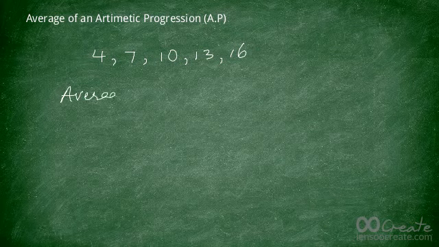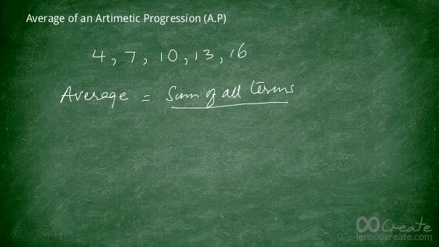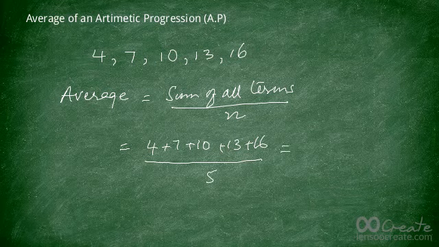So average, you all probably know, is equal to the sum of all terms divided by the number of terms. Now in this case we have these 5 terms: 4, 7, 10, 13, and 16. I add them all up and divide by 5. The sum of these 5 terms is 50, so I get 50 upon 5, which is equal to 10. You'll notice that 10 is also the middle term of this particular series, and that's no coincidence, by the way.